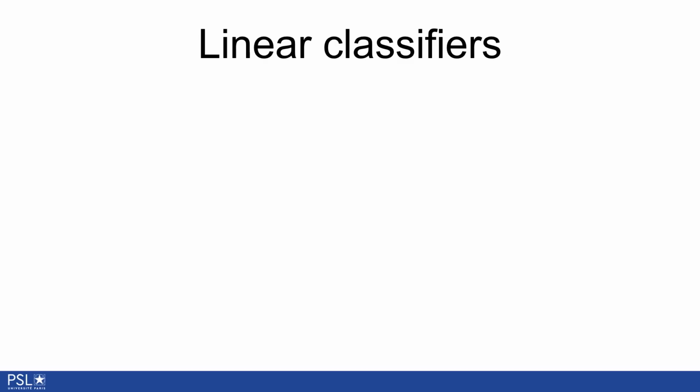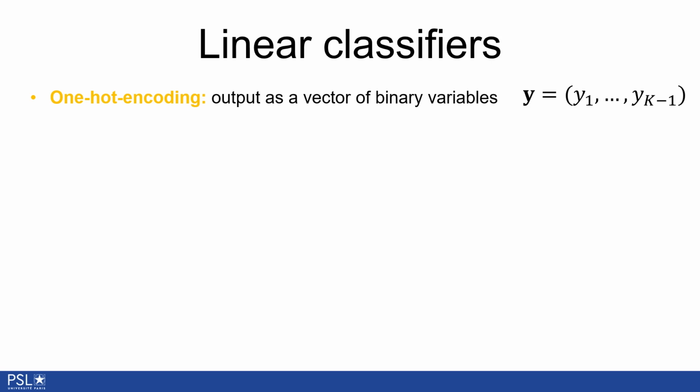In general, for linear classifiers, the output is encoded using one-hot encoding. That means that the output is a vector of binary variables, zeros or ones, and at most one of the variables is non-zero. In general, for capital K classes, this will be a capital K minus 1 dimensional vector, where the last kth class is obtained if all the variables are 0.